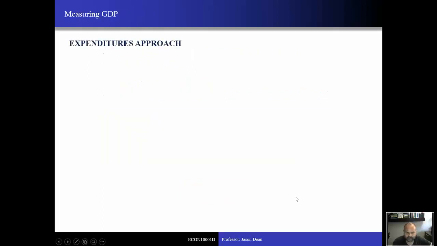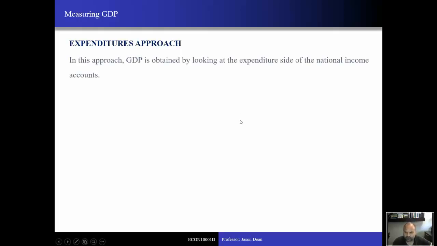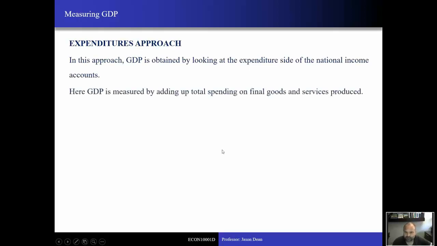Since expenditures are equal to incomes in an economy, we could estimate or measure gross domestic product two different ways. We can measure it with the expenditures approach. With this approach, we are looking at the expenditure side of the national income accounts, and we're going to be adding up the total spending on final goods and services produced.